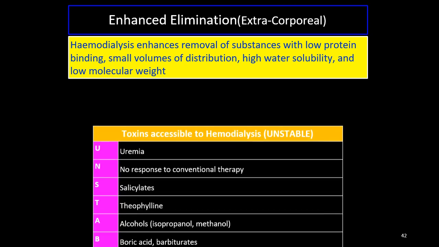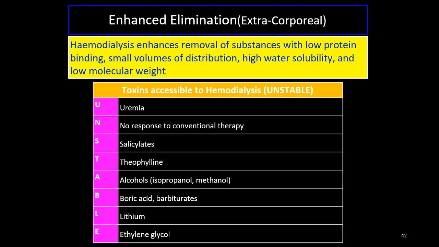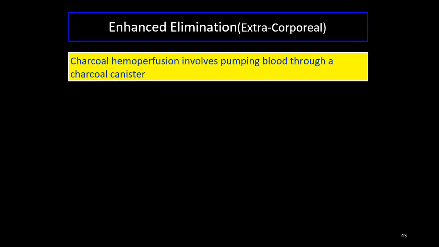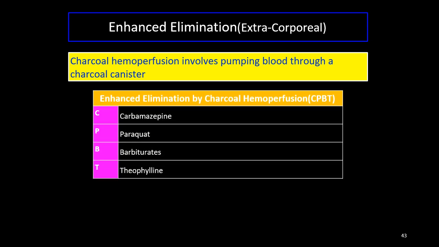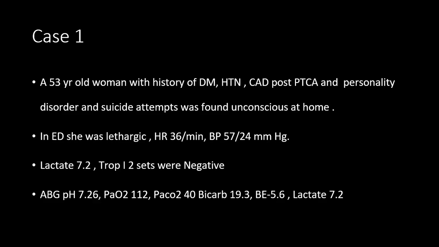Lithium. Okay. So this is the list. Salicylates, theophylline, alcohols, lithium, ethylene glycol, which are accessible to hemodialysis. Okay. Then charcoal hemoperfusion you will do in carbamazepine, paraquat, barbiturates, theophylline. These four categories of poisons we would like to do a charcoal hemoperfusion. Okay, antidotes, you know. चलो, let's end this by MCQ.